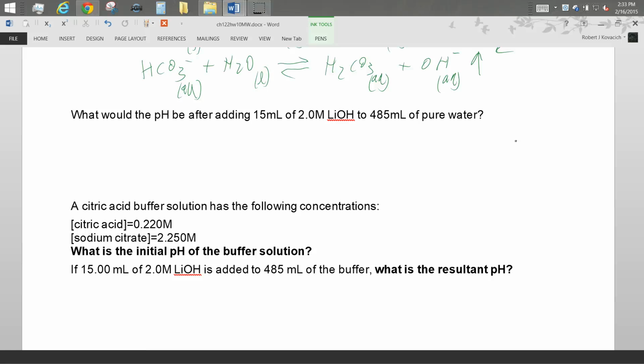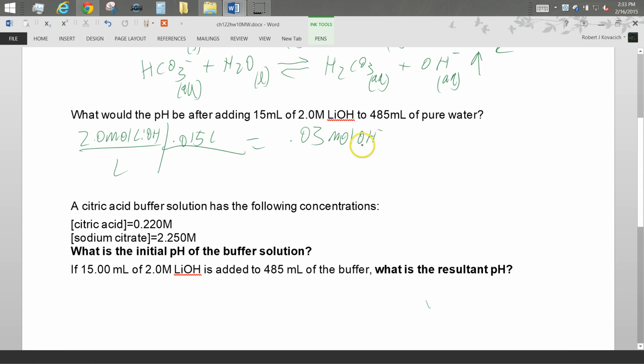So I need moles and I need liters. I'm going to do the mole part first. We've got 2.0 moles of hydroxide per liter, but I've only got 0.015 liters. And so I end up with, what is that, 0.03 mole of hydroxide. And then if I take that number and divide it by 0.5 liters, where did that value come from?